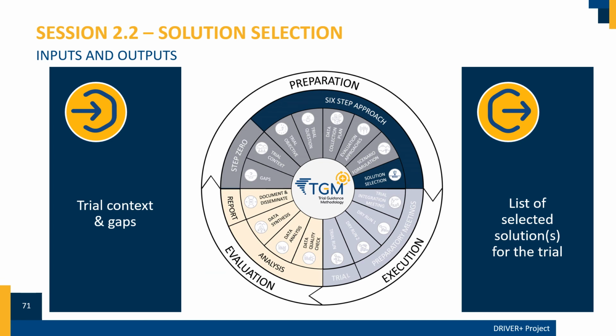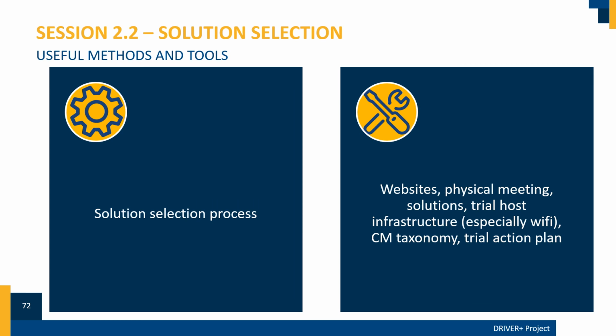In the solution selection step, your input are the trial context and gaps. Your output will be a list of selected solutions for the trial. The method for the solution selection is the solution selection process. The tools are the websites, especially the portfolio of solutions, a physical meeting, the solutions, of course, the infrastructure at the trial location, the CM taxonomy, and your trial action plan.